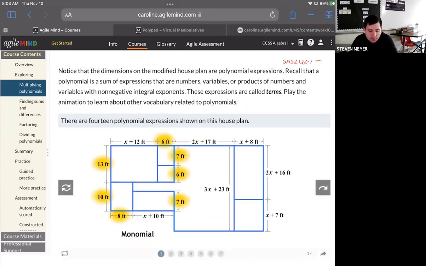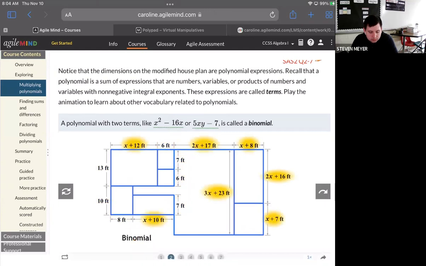So here there are 14 polynomial expressions shown on this house plan. These ones that are highlighted on my screen are monomials because there's a single term. Here, these are binomials, and notice that this contains 2 terms, and those terms are separated by addition. In general, terms can be separated by either addition or subtraction. At the top, we see a polynomial with 2 terms, like x squared minus 6x, or 5xy minus 7, is called a binomial. There are 2 terms, and in this case, they were separated by subtraction.